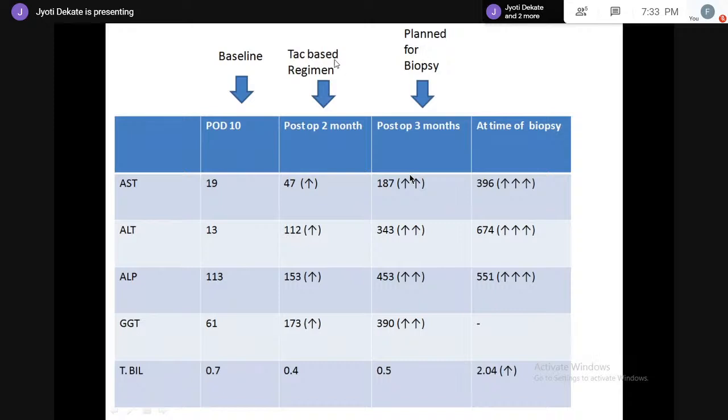This patient received a tacrolimus-based regime, and she was maintaining immunosuppression. However, at 2 months of post-operative period, the liver enzymes and the cholestatic enzymes were elevated. There was a gradual progression in the liver enzymes, which was very significant at 3 months post-operatively, and at this time the biopsy was planned for this patient.